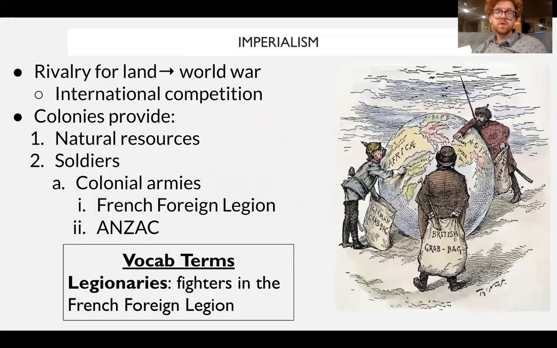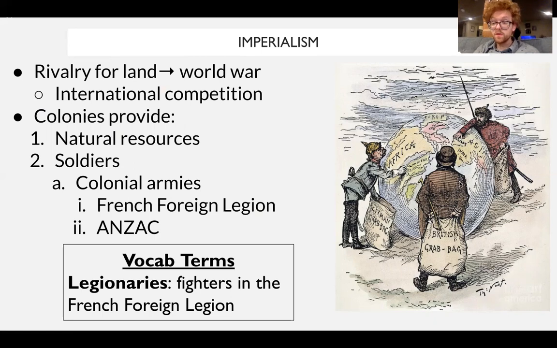Another reason for World War I, and especially why it becomes an international war, is this idea of imperialism. Remember, during the age of imperialism, there was international European and, to a degree, Japanese competition for territory. And a lot of that competition was the idea that maybe one day those colonies would belong to your country. So this rivalry for colonial land is a major reason why we'll see fighting in places like Africa and Asia.